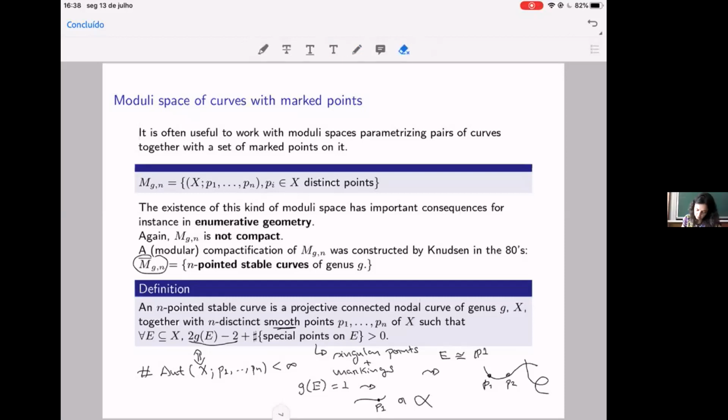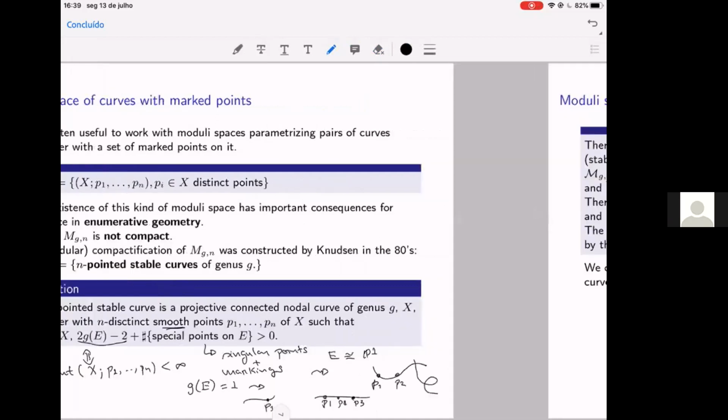Is switching the points allowed as an automorphism? If you switch P1 and P2, is this allowed? No, you have to fix the points. The points are labeled, yes. So for instance, if you have a P1 with 3 points, this would have no automorphisms. Okay, so let's go on.